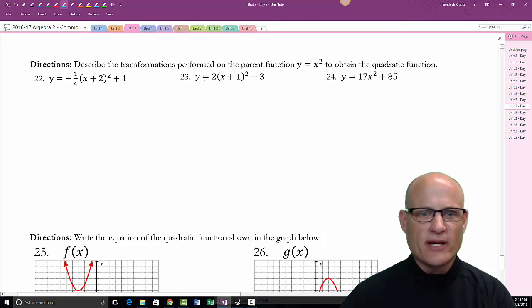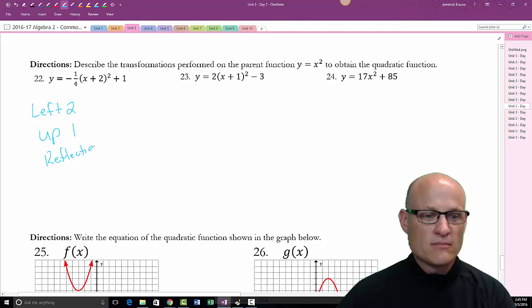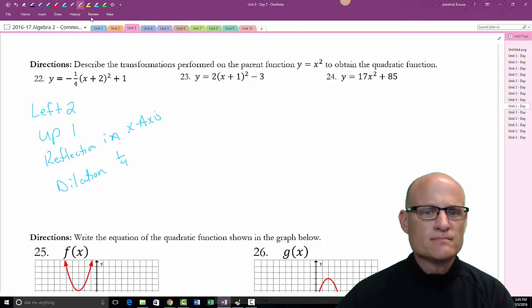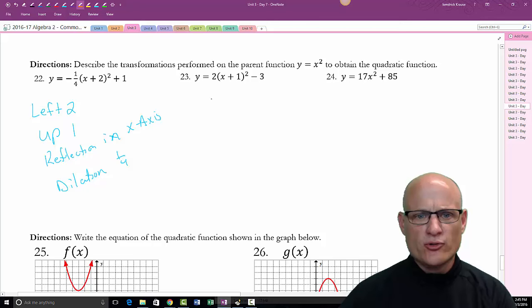So describe the transformations that are performed on the parent function to obtain this one. So the transformation, we moved left 2, up 1, reflection in x-axis, and a dilation of 1/4. On this one, we're going to go left 1, down 3. No reflection, but we have a dilation of 2.